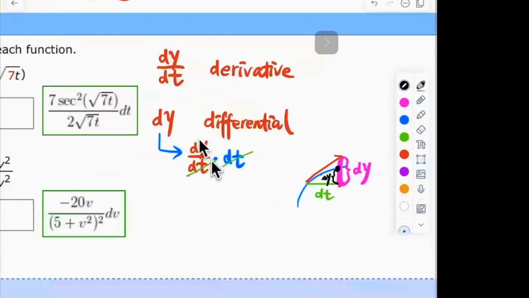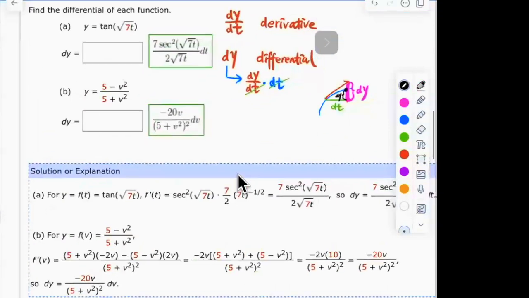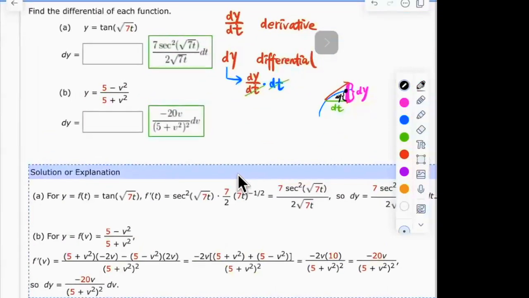The derivative and differential are related this way: the differential is the derivative times dt. So basically you just need to find the derivative first, and then multiply with dt, and you will get the differential.